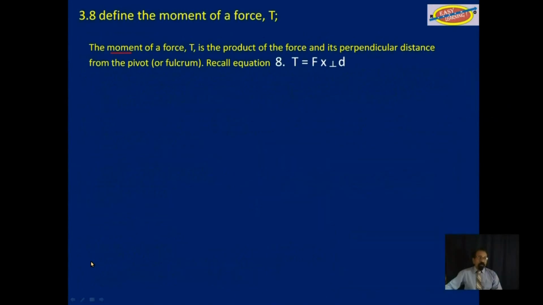The moment of a force, we are not talking about momentum, we are talking about moment. The moment of a force, and the symbol for that is an uppercase T, is the product of the force and its perpendicular distance from the pivot or the fulcrum, and that makes use of equation 8, which is T is equal to F times perpendicular distance.